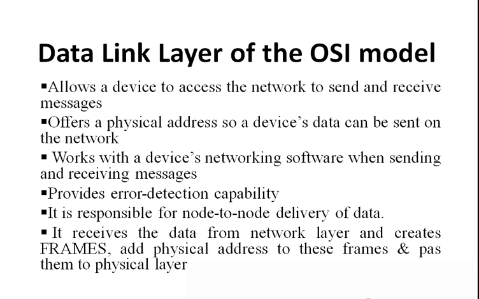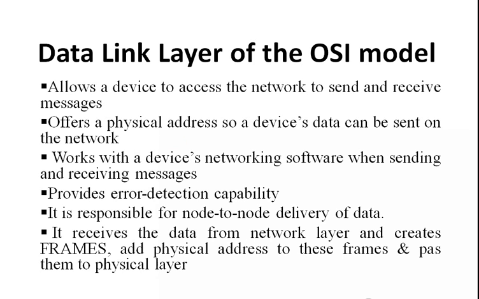In this video I will explain the second layer of the OSI reference model, which is the data link layer. The data link layer allows devices to access the network to send and receive messages. It allows sending and receiving messages through a network device which we call a switch. It offers a physical address to a device so that device data can be sent on the network.